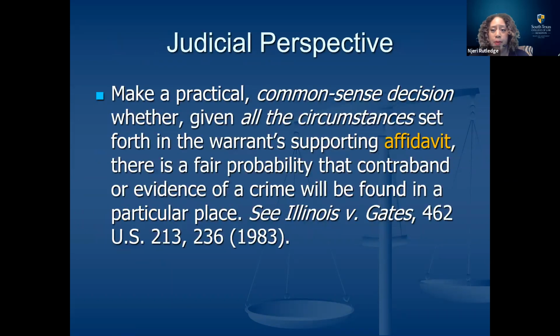What about the judicial perspective? From the judicial perspective, the judge has to be neutral. It has to be a common sense decision, and they have to look at the totality of the circumstances. Given all the circumstances in the affidavit, is there a fair probability that contraband or evidence of a crime will be found in a particular place? So for example, if someone presents me with a search warrant because they did an undercover buy bust 6 months ago, I actually don't have probable cause to believe that there will be evidence of drugs 6 months later, right? So they would have to do something to make that information more current.